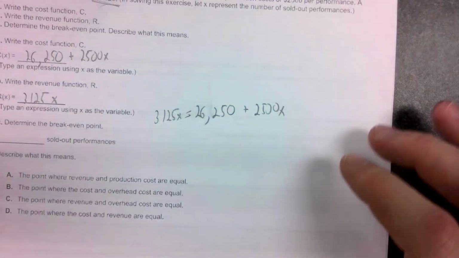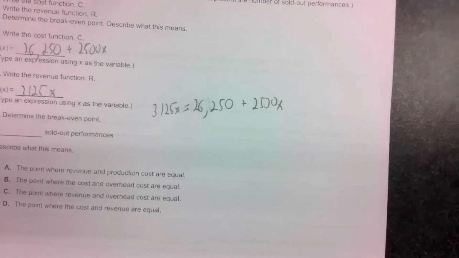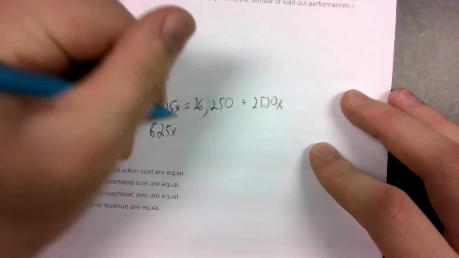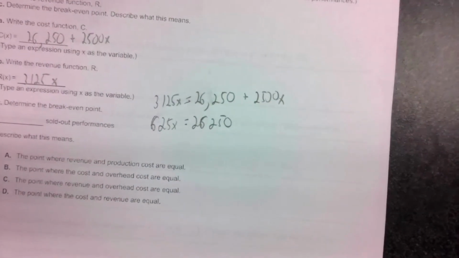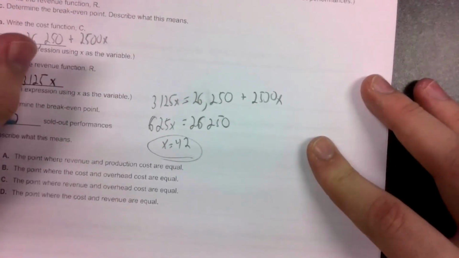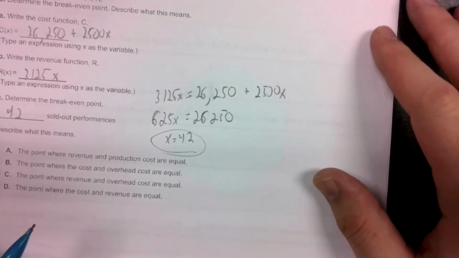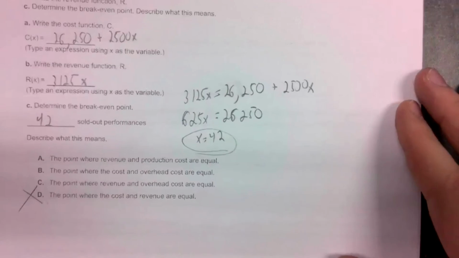And then we just solve for x here. I'm going to subtract 2,500x from both sides. So we get 625x is equal to 26,250. Then we divide by 625 on both sides. 26,250 divided by 625, we get x equals 42. So that's our break-even point, it's 42. And then describe what that means. Well, I've already told you: the break-even point is just where the cost and the revenue are equal.